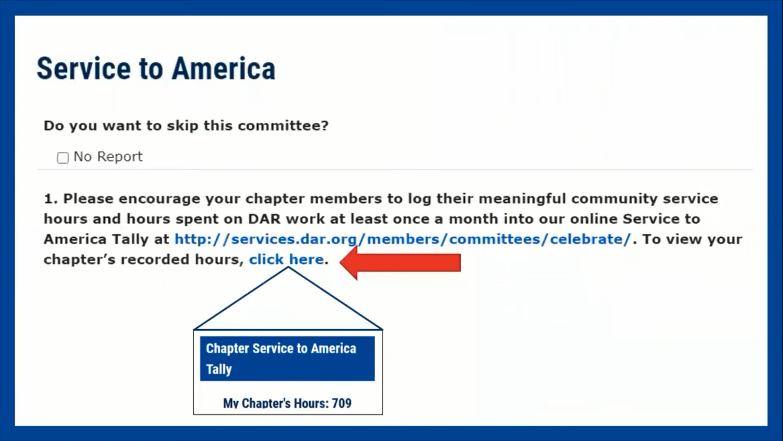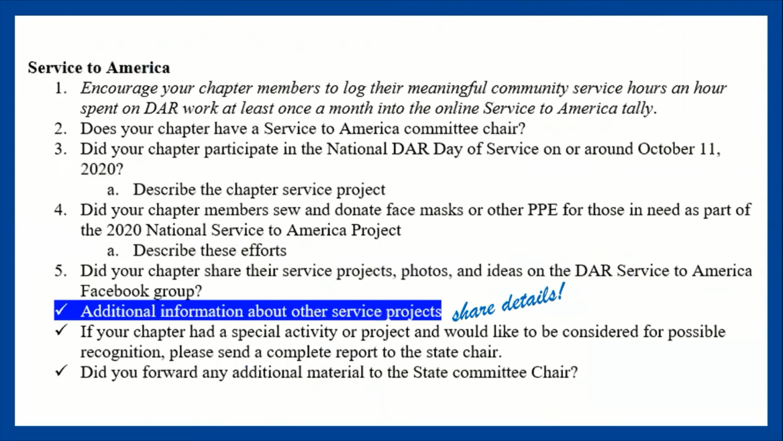The first item on the CMR for the Service to America Committee is a reminder for the chapter members to log their meaningful community service. There's also an option to get a quick peek at the total number of hours for your chapter. The CMR will include Item 2, a committee chair, Item 3, the NSDAR Day of Service, Item 4, the National Face Mask and PPE Project, and Item 5, sharing on the NSDAR Service to America Facebook group.